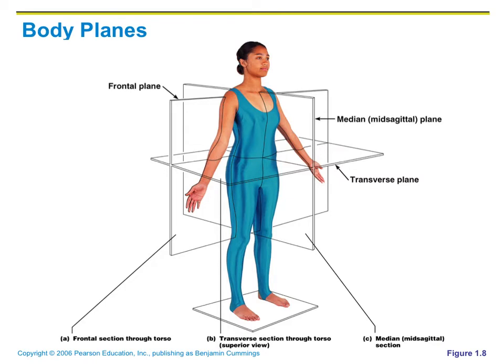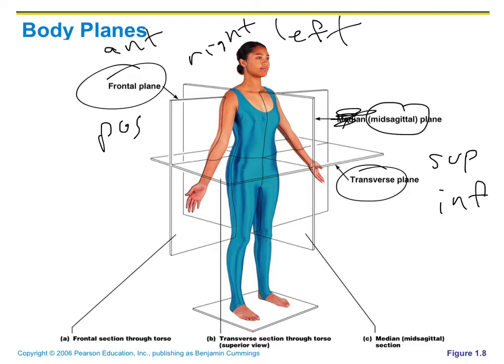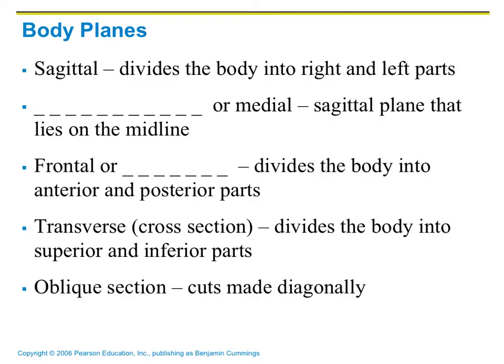The 3 planes of space, important in radiologic imaging. Again, we're using the term mid-sagittal, not median. So you have a transverse plane, which separates you into superior and inferior halves, a frontal plane, which separates you into anterior and posterior halves, and the sagittal or mid-sagittal plane, in this case, separating you into right and left. And again, these will come into play when we talk about imaging technologies.